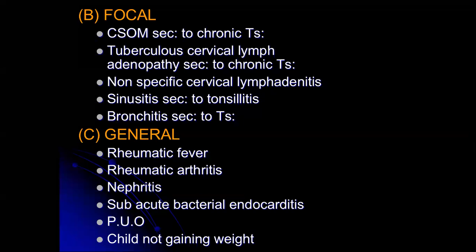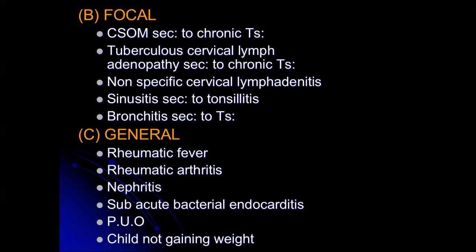Sinusitis due to tonsillitis. If there are repeated attacks of sinusitis that subside and then recur, and the patient also has chronic tonsillitis, we are going to do a tonsillectomy. Bronchitis due to tonsillitis. If there is a repeated chest infection that is not controlled, and we also find that the patient has chronic tonsillitis, then we go to surgery.